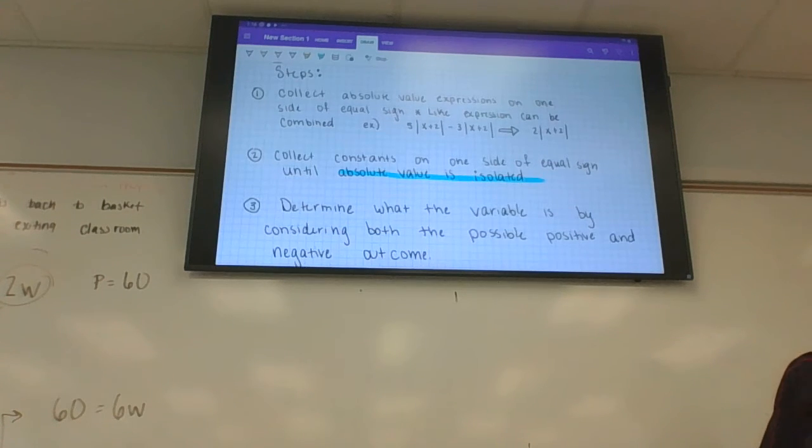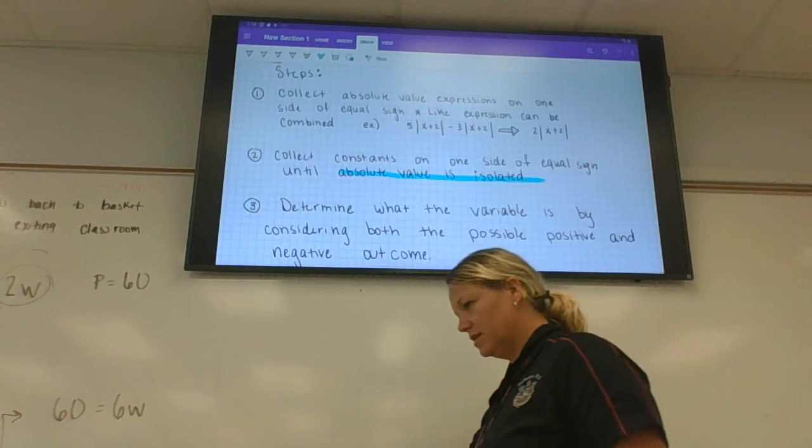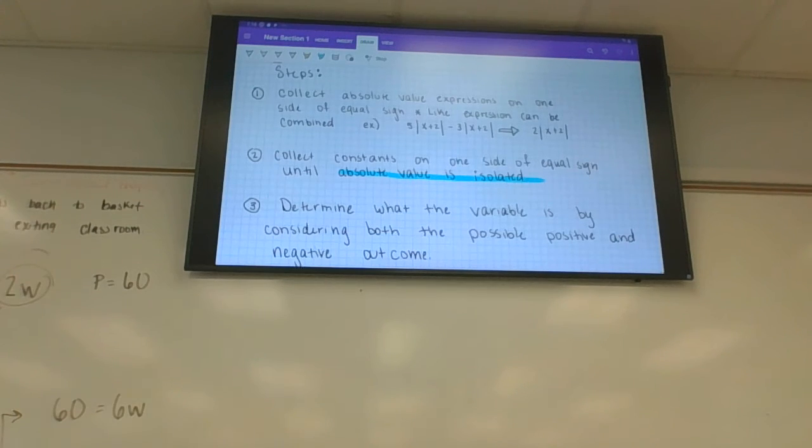Step 3 is so thoughtful. Determine what the variable is by considering both the possible positive and negative outcomes. It'll take some talking. Maybe it's positive, but maybe it's negative. Consider both options. Might be positive, might be negative.